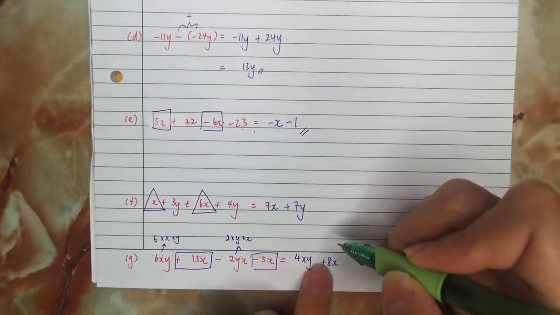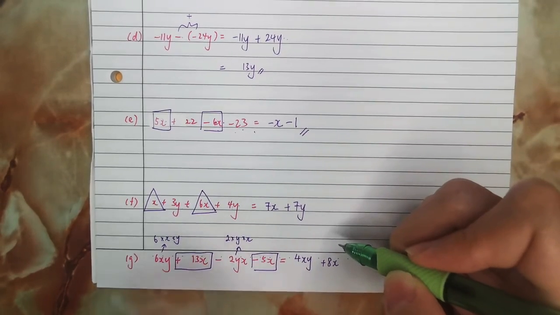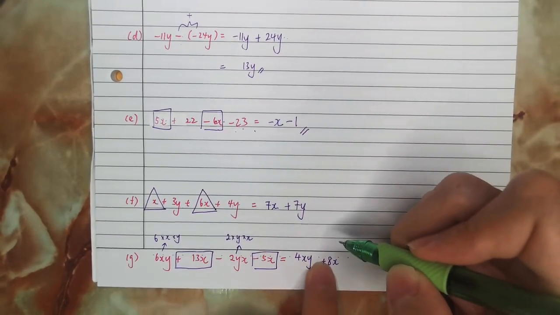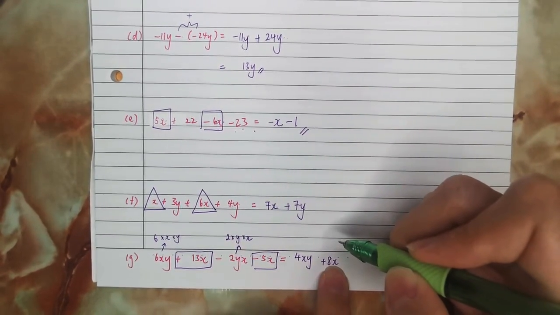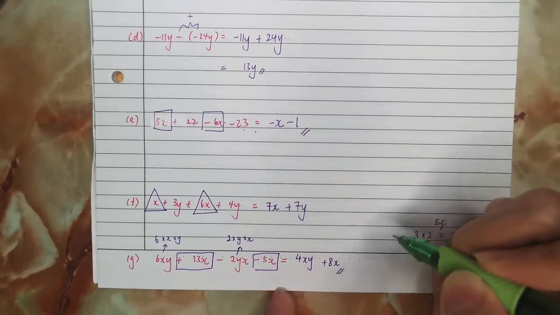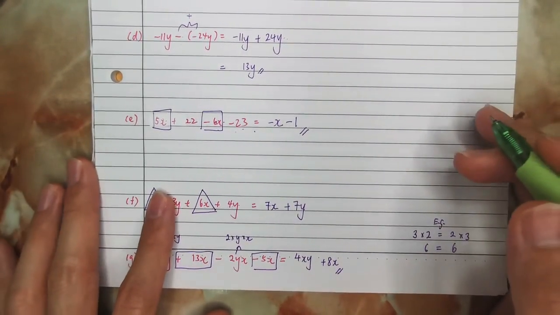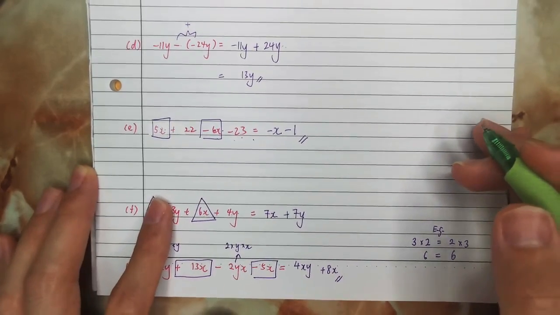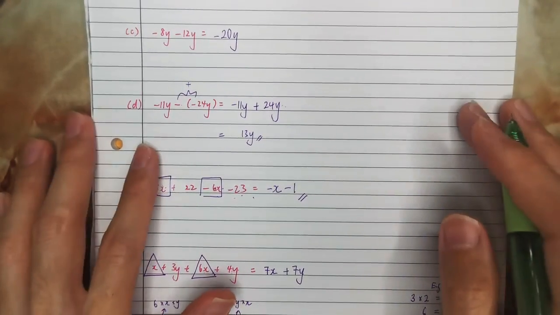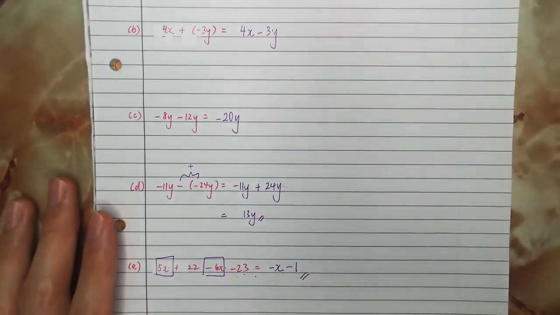So 4xy plus 8x. Normally we write the more complicated algebra terms in front, followed by the one that is less complicated. Since 8x has only one variable, we write it at the back. So this is how I simplify all the algebraic expressions given to me. Don't be afraid. If you don't know, you can always ask. Thank you.